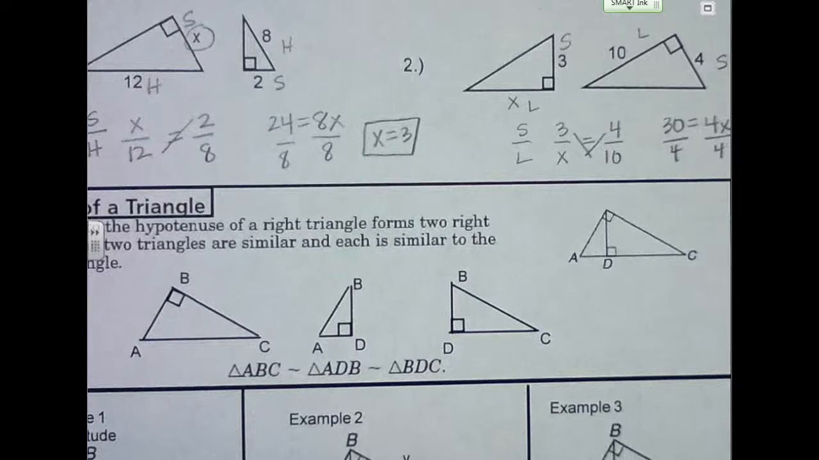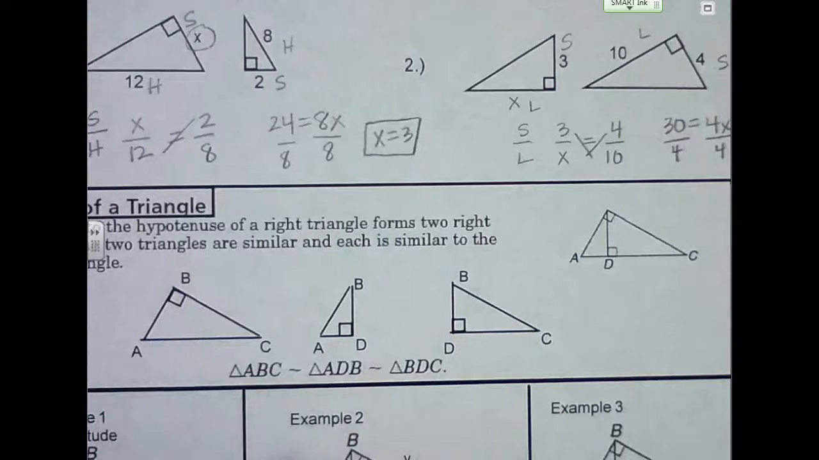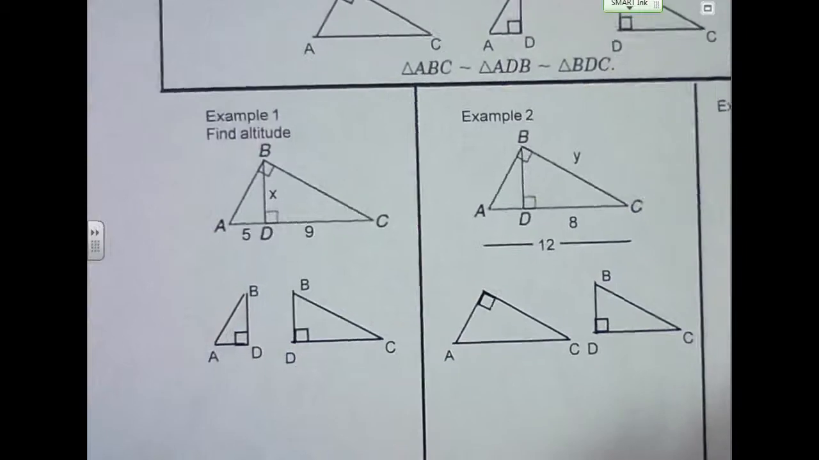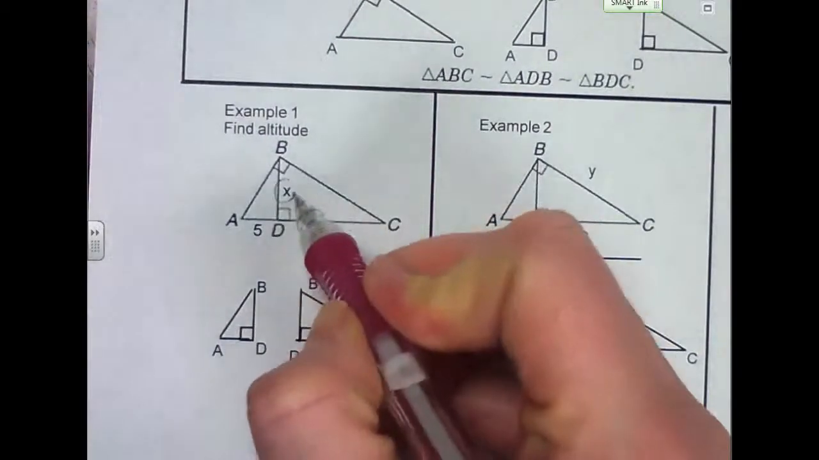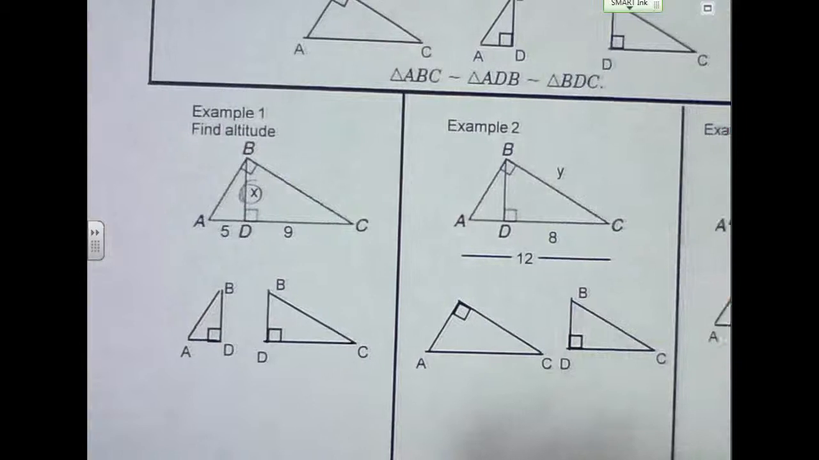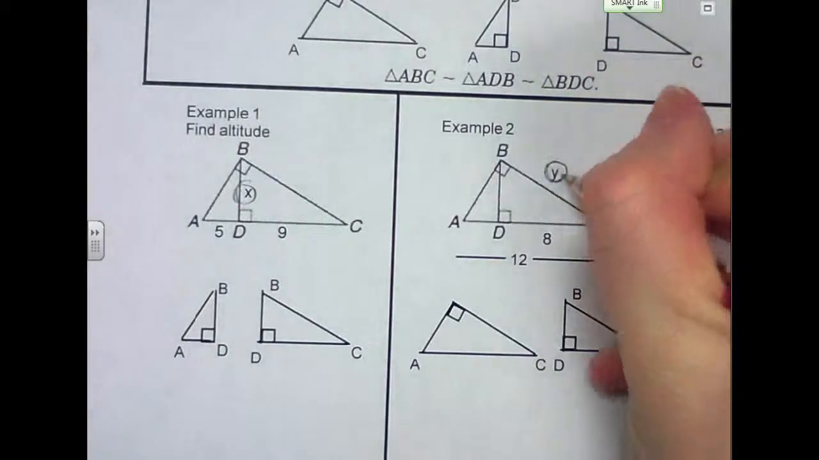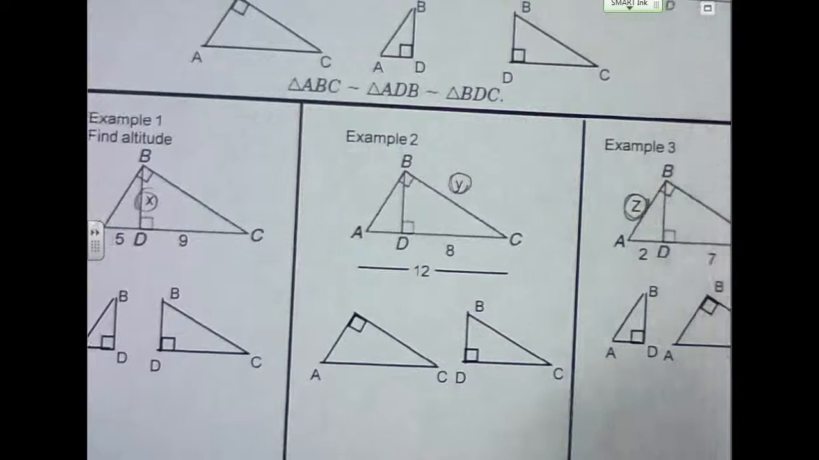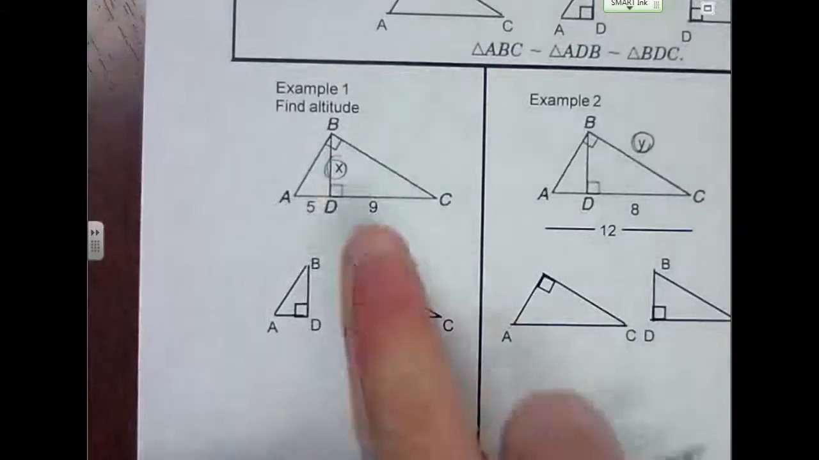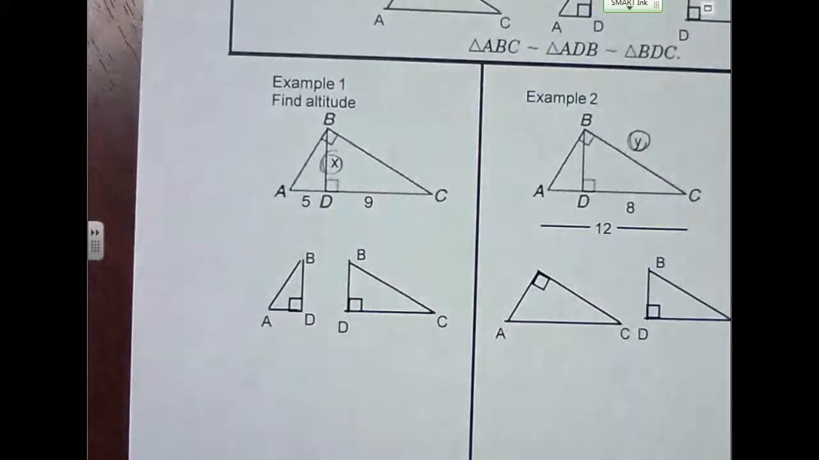Okay, so the first thing we're going to do here is find altitude, and there are 3 different examples. You can see that we're going to find x here in the middle. On the second one, we're going to find this y, and on the third one, we're going to find z. Yesterday, we just found x, and we did geometric mean for that.